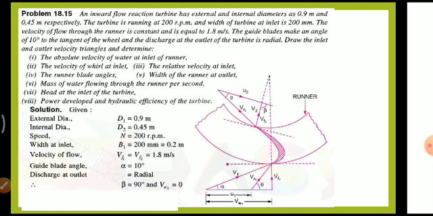The velocity of flow through the runner is constant and it is equal to 1.8 meter per second. Velocity of flow, that is Vf. Velocity of flow is constant means Vf1 and Vf2 are the same, equal to 1.8 meter per second. The guide blades make an angle of 10 degrees to the tangent of the wheel. I have mentioned that we have two types of angle, blade angle and guide blade angle. The blade angles are theta and phi. Guide blade angles are alpha and beta.